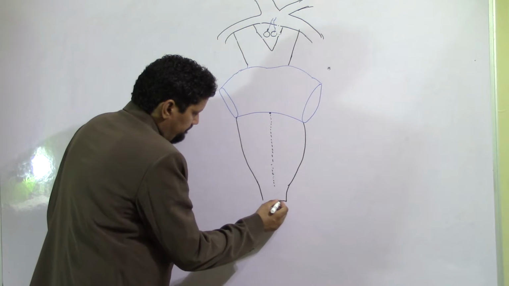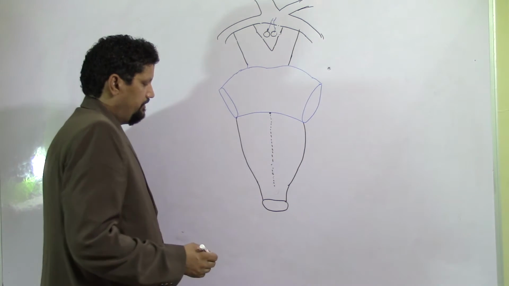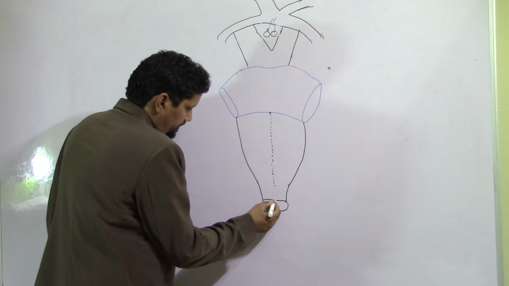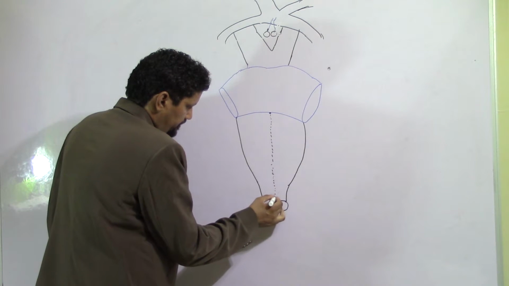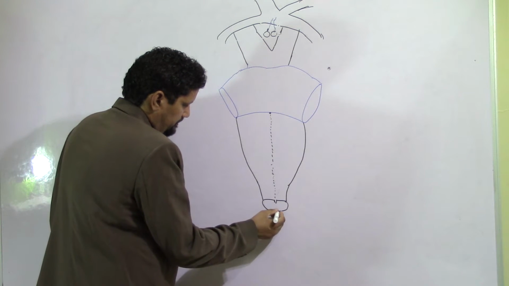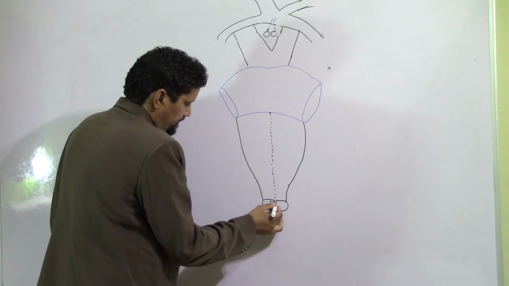Below here it is the spinal cord. Here is anterior median sulcus, continuing with the anterior median fissure of the brainstem, and posterior median sulcus here. Here is the gray matter of the spinal cord.